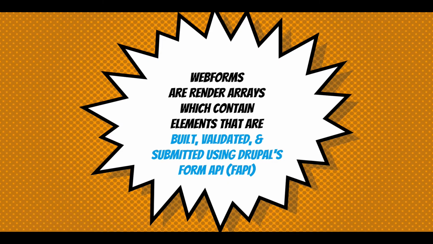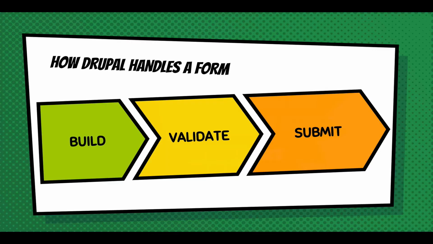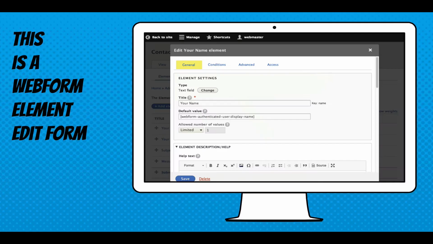Web form elements are render arrays, which contain elements. Well, web forms are render arrays that contain elements that are built, validated, and submitted using Drupal's Form API. Basically, it's a simple object that then gets wrapped in a Form API that does the building, validating, and submitting of a form. Each element actually goes through this process as well. And this is a web form element in the UI. You're setting all the properties and what it's going to look like.